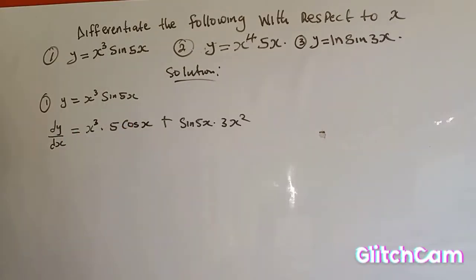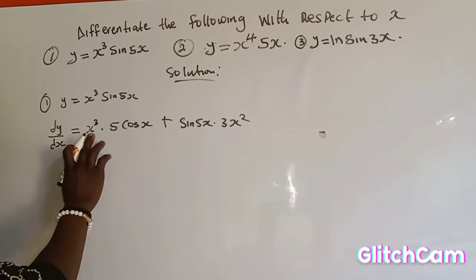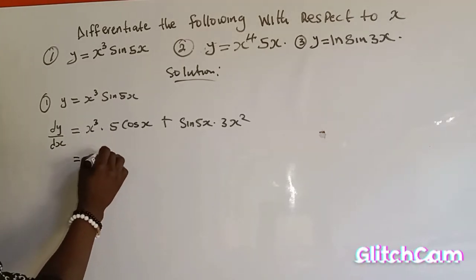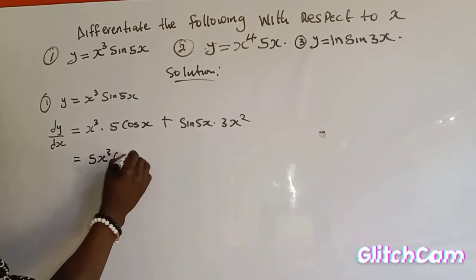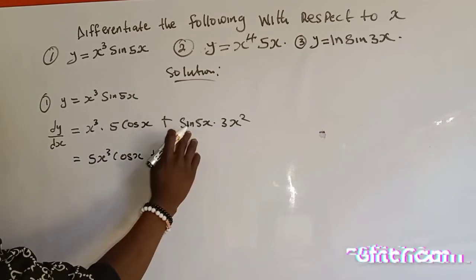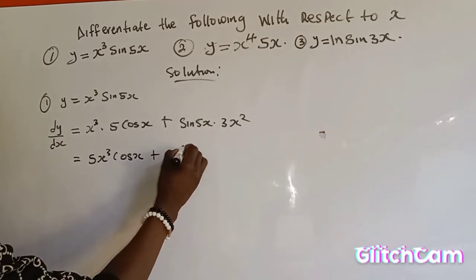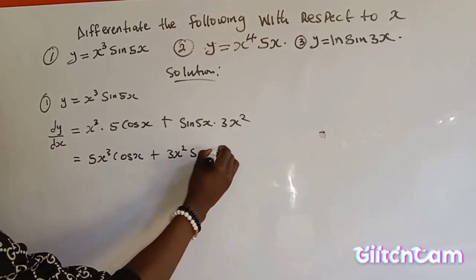Let us simplify this. It will give me s cubed multiplied by 5 cos 5s, so I'll have 5s cubed cos 5s. Then plus sine 5s multiplied by 3s squared, I'll have 3s squared sine 5s.